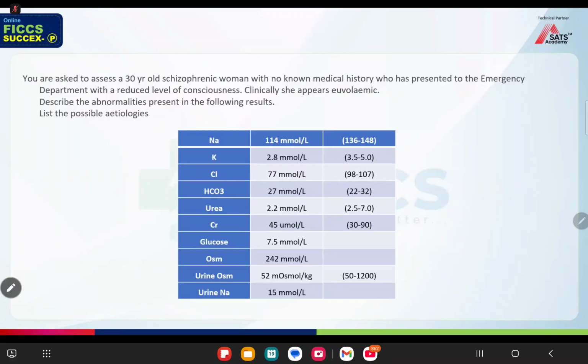Next is this case with hyponatremia, euvolemic, not hyper or hypovolemic. So there is hypokalemia, hyponatremia. This is true hyponatremia because your osmolality, it is hypoosmolar. And along with that, you will see the kidney is almost maximally diluting the urine. So this is going towards your psychogenic polydipsia. In that condition, the patient will be euvolemic.